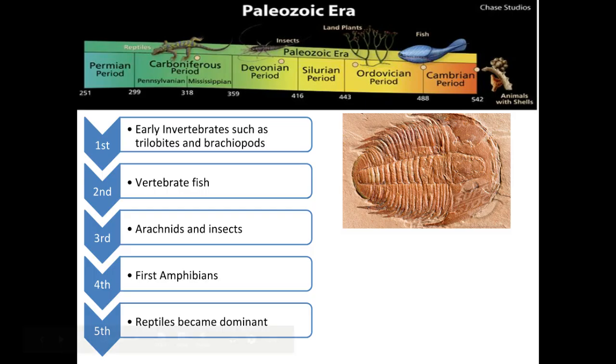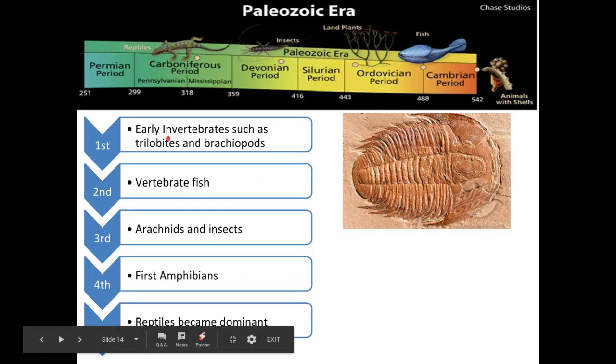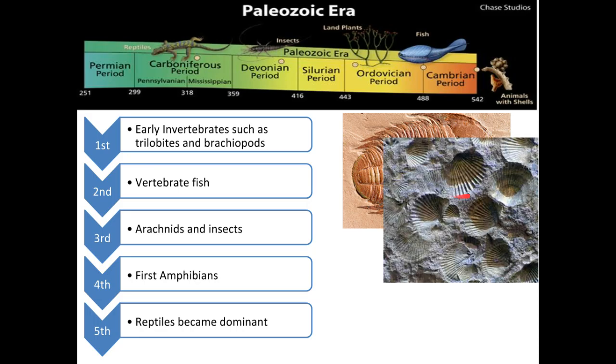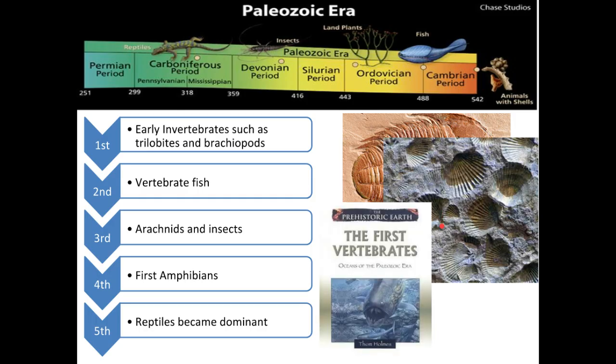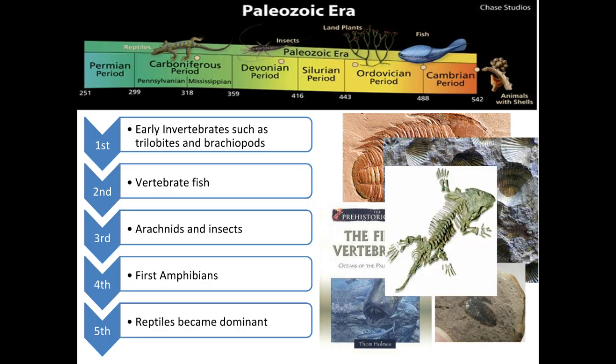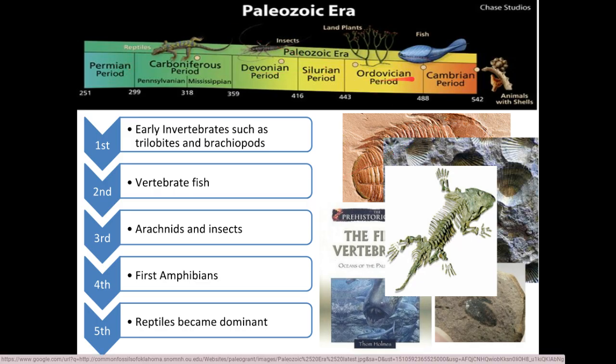And a lot of the organisms that we first see in the fossil record include the first invertebrates, or organisms that had no spines, such as trilobites, the poster child of the Paleozoic Era. Here's a fossil of a trilobite. We find them all over the place in the rock layers that were part of the Paleozoic Era. Brachiopods are these shell-like organisms. We see the first fossilized vertebrate fish, the first insects, the first amphibians, and reptiles even become dominant towards the end of the Paleozoic Era. So this right here is almost 300 million years of time.